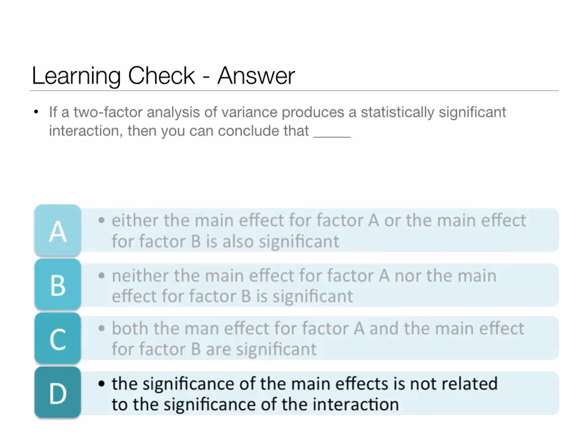The answer is D. The significance of the main effects is not related to the significance of the interaction. Again, it's really important to remember that each F-test is independent. So if you find a significant result on one of them, it has no bearing on the other two. So again, each F-test that we're going to be conducting is independent of each other.